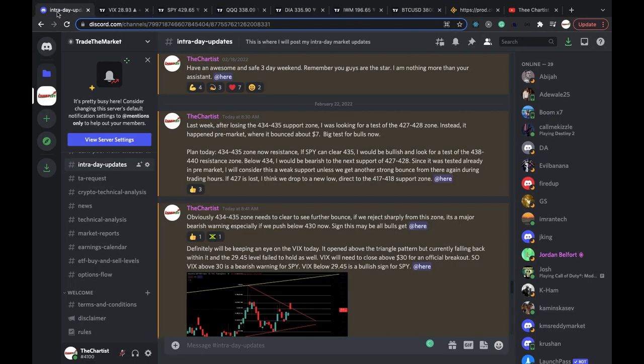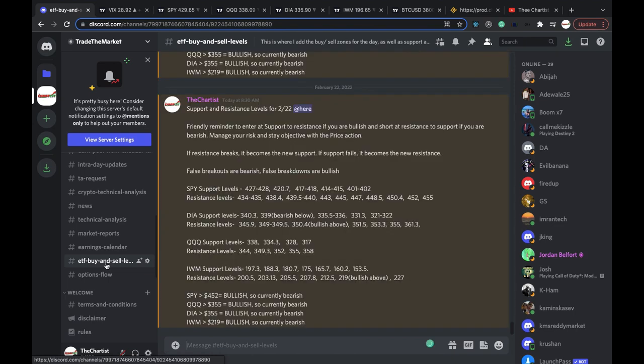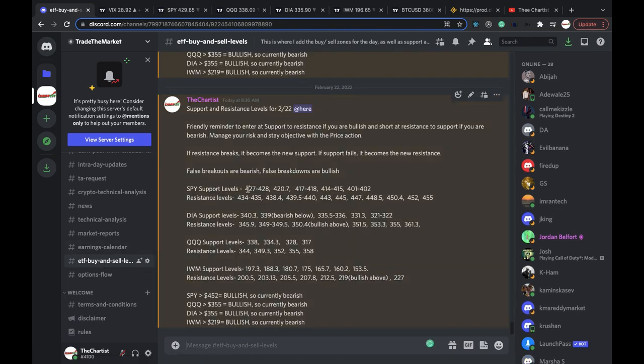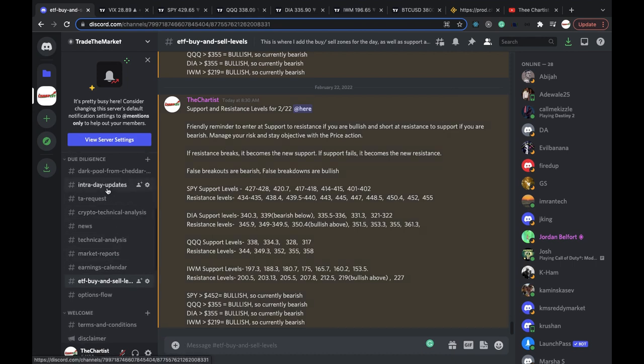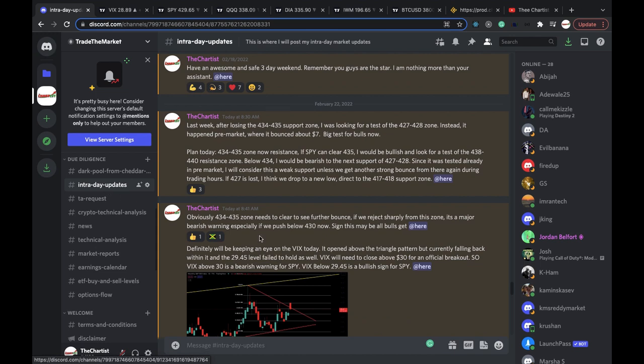This is my Discord. This is the plan. I write the plan every morning. The plan today: 434 to 435 zone, now resistance. I write here ETF buy and sell levels. That's the chat room, where I put the support and resistance levels that I use to buy and sell. I let the group know to enter at support to resistance if you are bullish, and short at resistance to support if you are bearish.